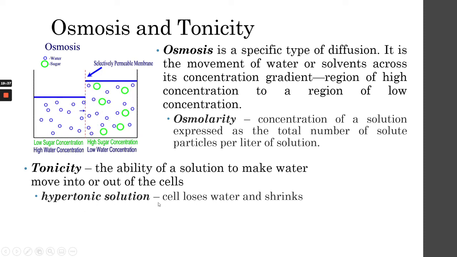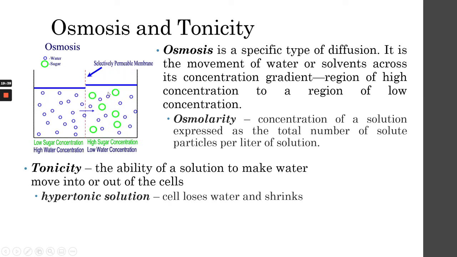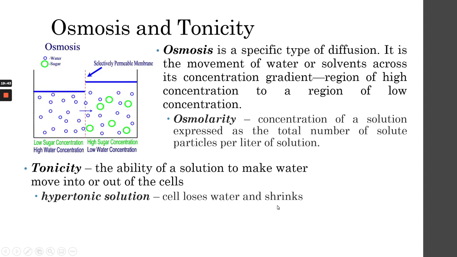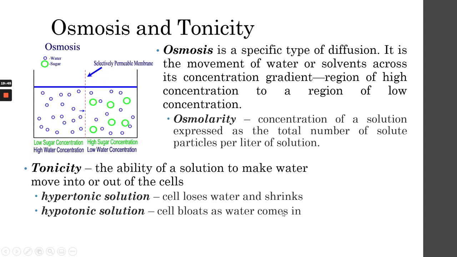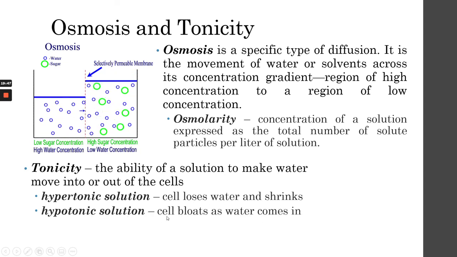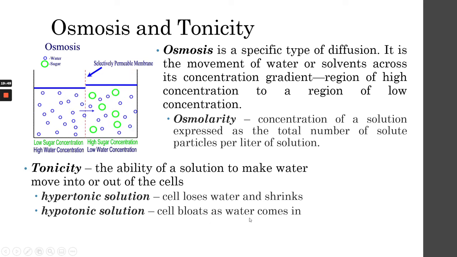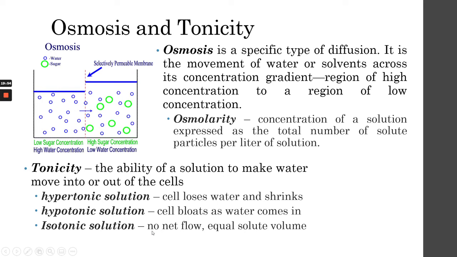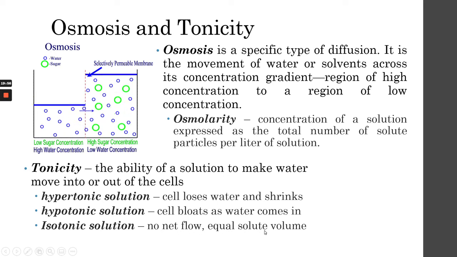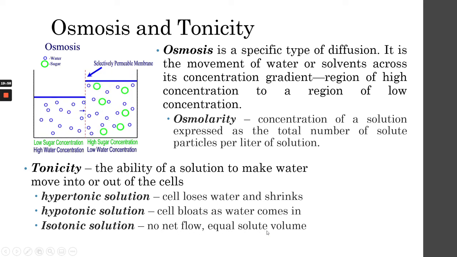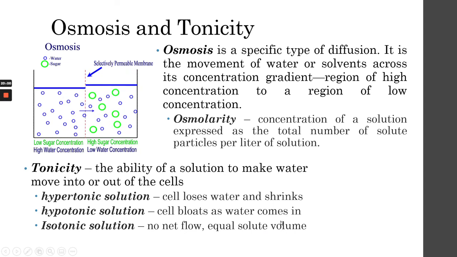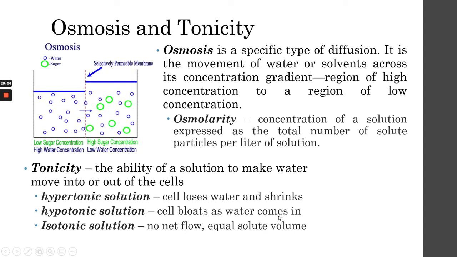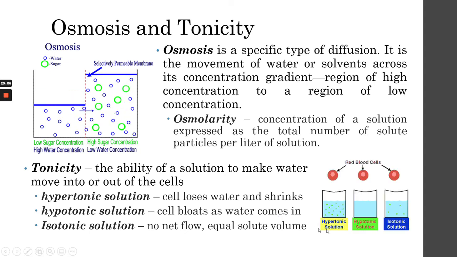In hypertonic solution, when you add cells into the hypertonic solution, the cell loses water and the cell shrinks. In a hypotonic solution, the cell bloats because water will come in. And in isotonic solution, there would be no net flow because there is an equal solute volume both inside the cell and in the solution. So let's look at the moving picture here.